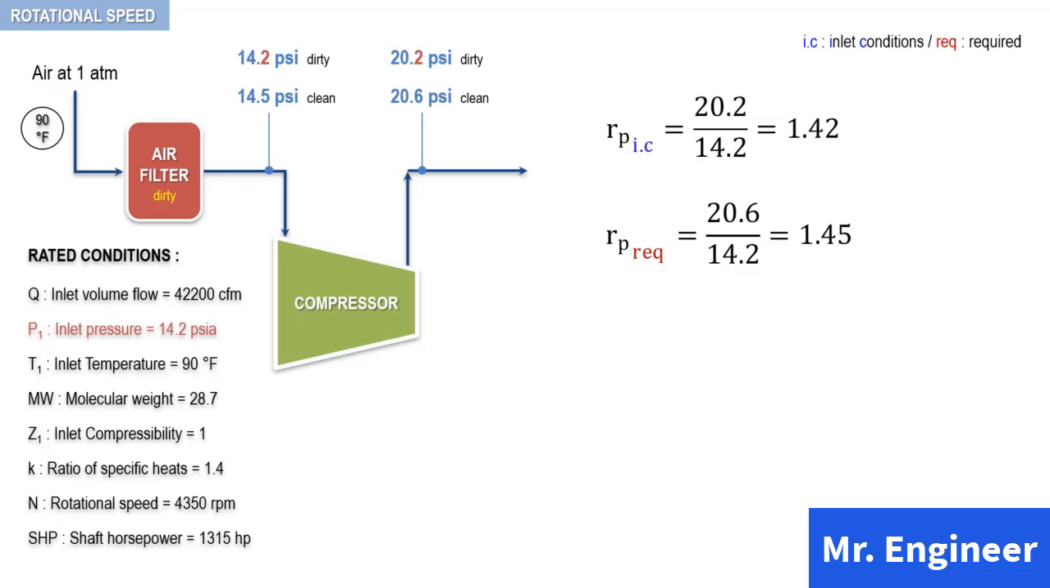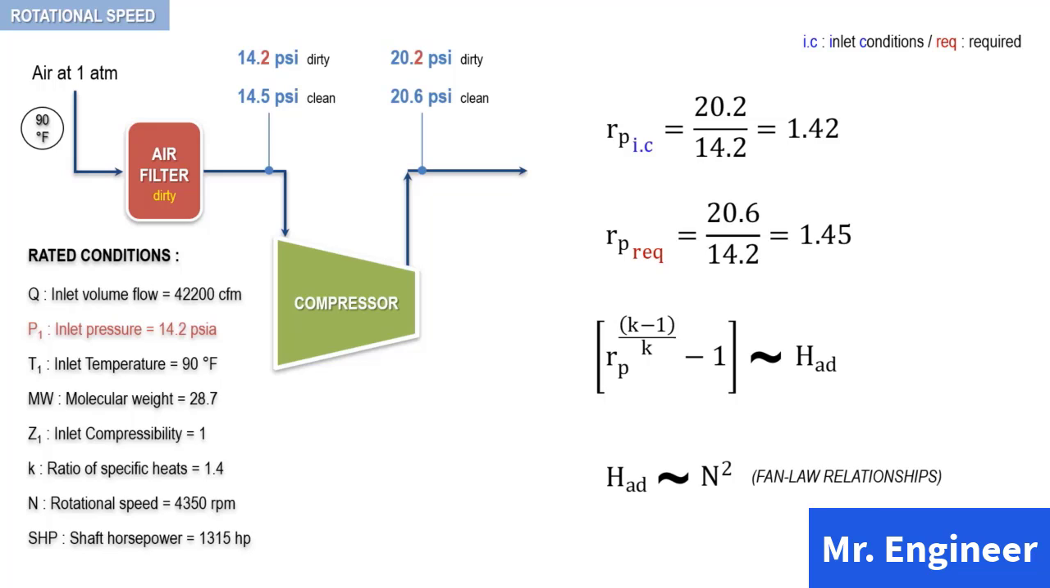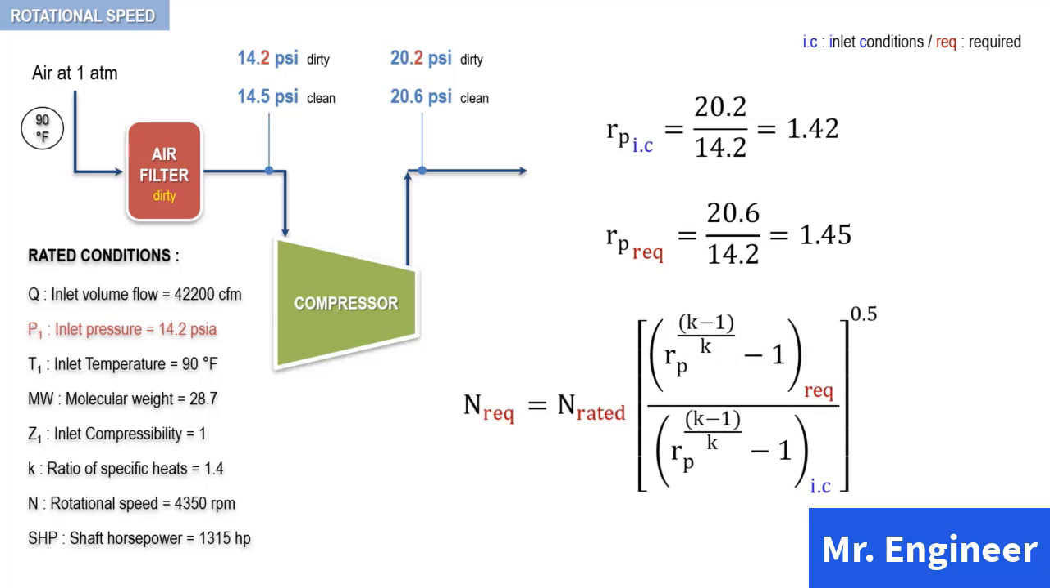Now, referring back to the head equation, we can see that for any given set of inlet conditions, the head is directly proportional to the term including the pressure ratio, as you can see here. And since the head varies as the square of the speed, according to the fan law relationship, then we can write the following. The term including the pressure ratio also varies as the square of the speed. From this, we can derive the following rotational speed equation. Now, substituting for the known values, we then have the following.